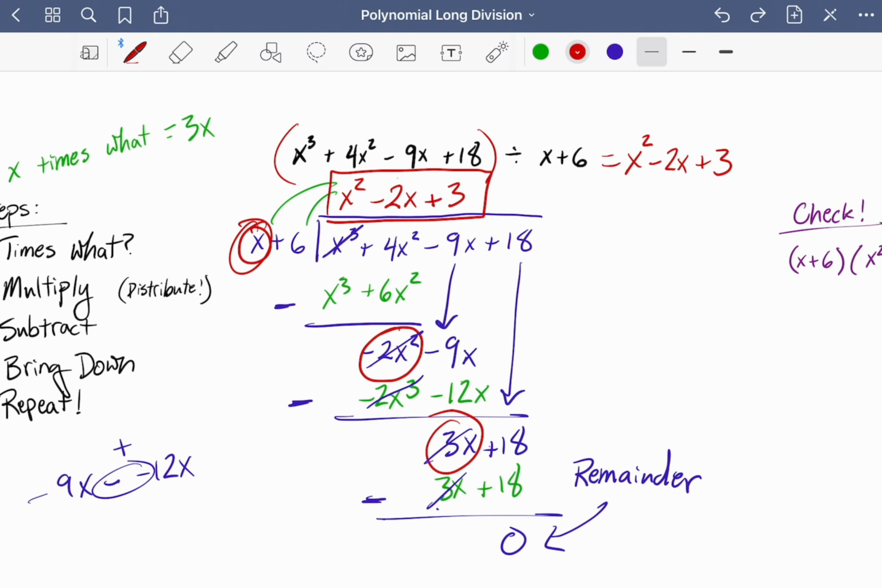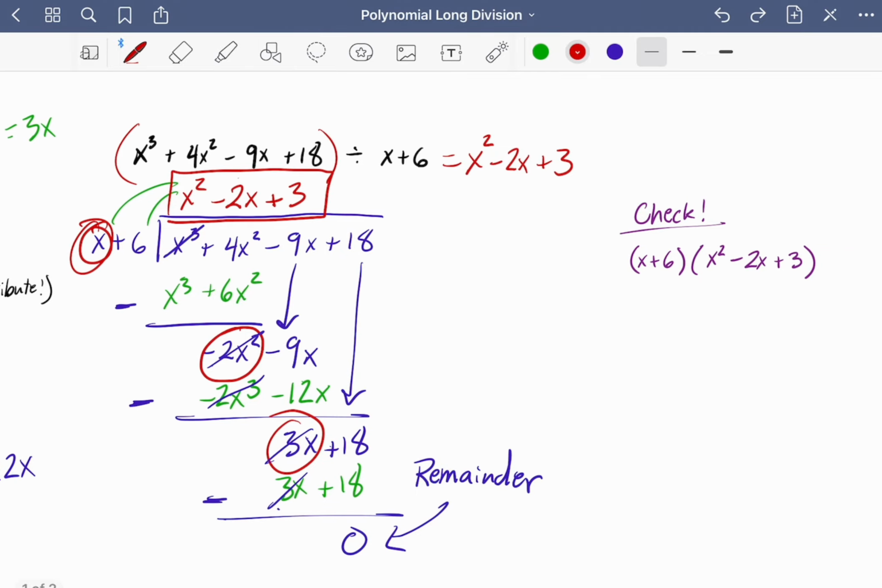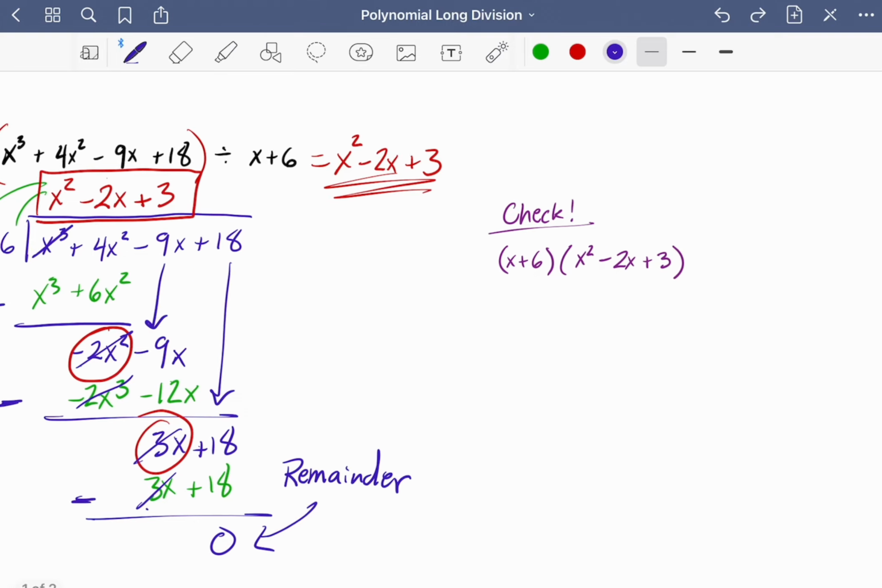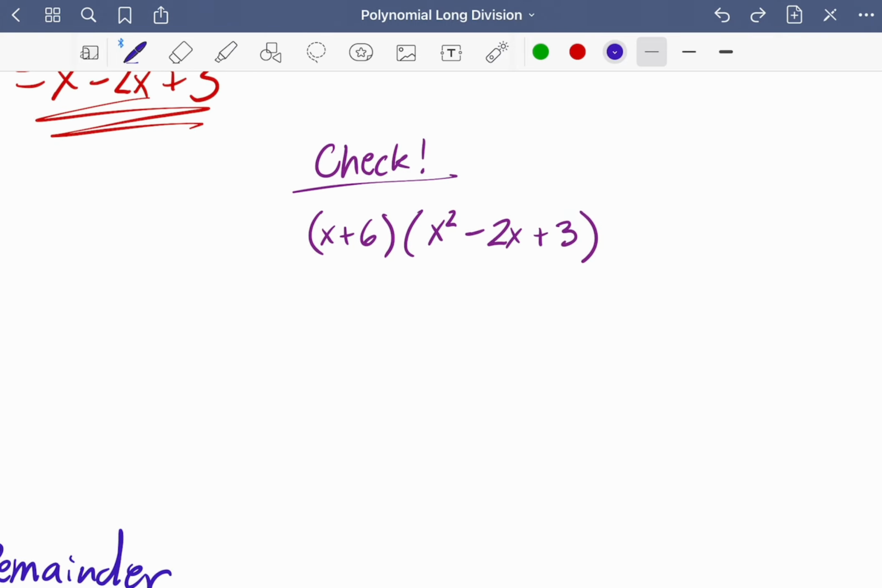Now, you can also check your answer. To check your answer, you just multiply your answer times the thing that you were originally dividing by. In this problem, we were dividing by x plus 6. So we're going to multiply our answer times x plus 6. I'll just multiply this out real quick so you can see how to check your work.